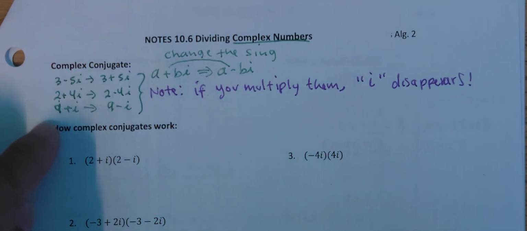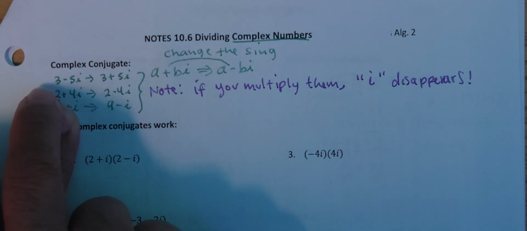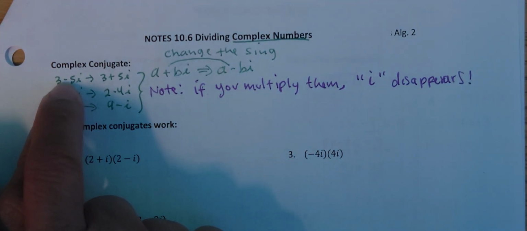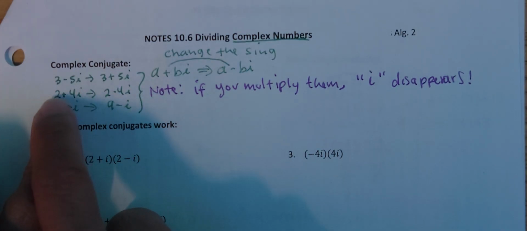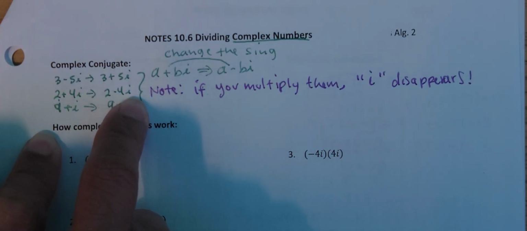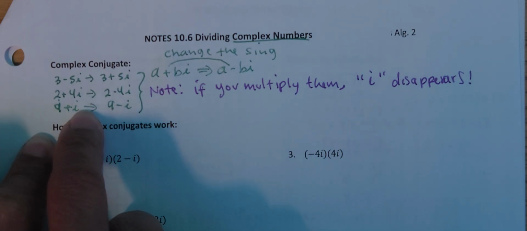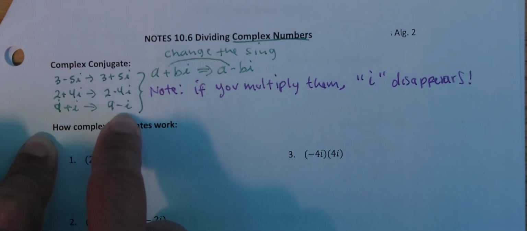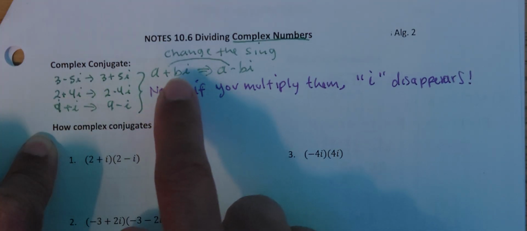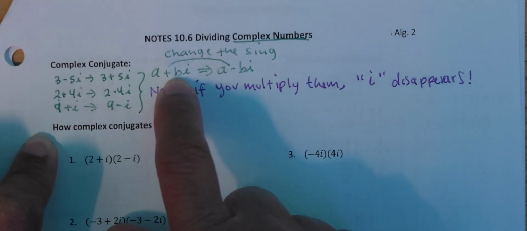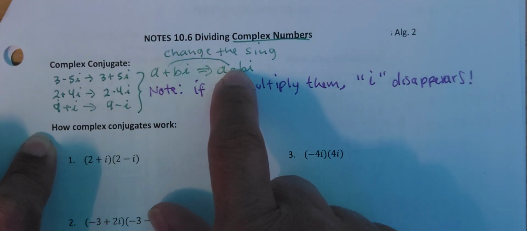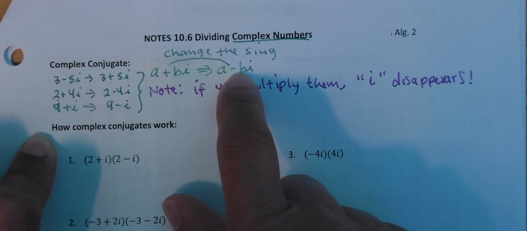So I have here three examples. For example, 3 minus 5i, the conjugate of this one is 3 plus 5i. This is 2 plus 4i, the conjugate of this one is 2 minus 4i. This is 9 plus i. The conjugate of this one is 9 minus i. So notice in general, when you have a complex number and you want to find a conjugate, all you have to do is change the sign of the bi part, which is the imaginary number.